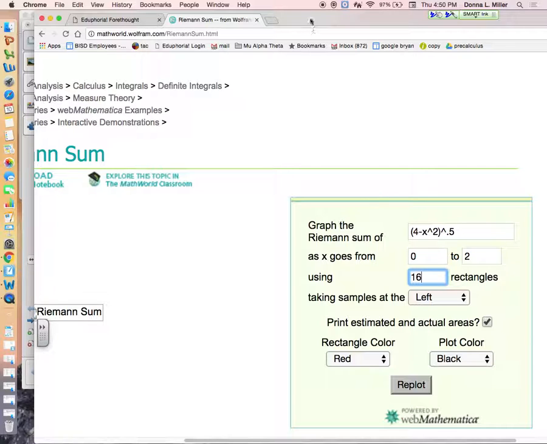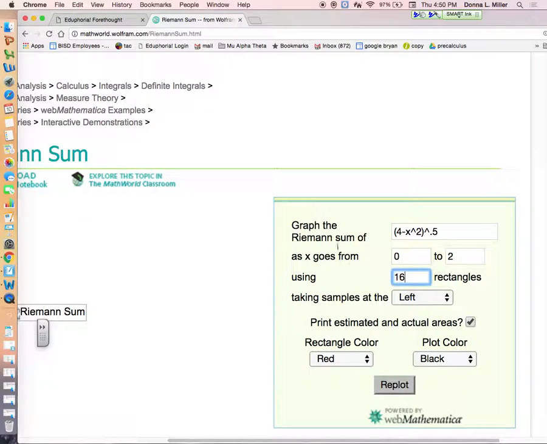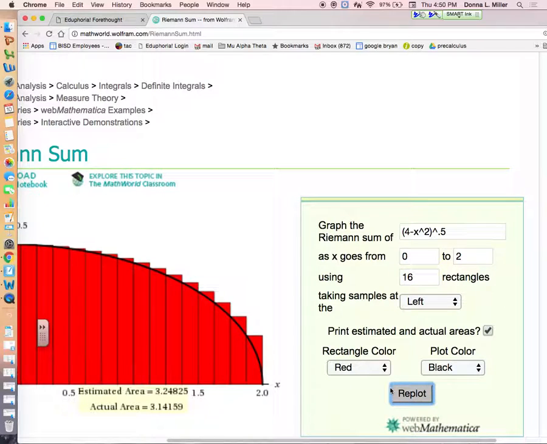Uh-oh. What happened there? Not sure. Let's do 16. There it is. All right. Much better. You can write these down in your notes. It's 3.2825. You see that it's getting closer and closer to the actual area, but it's still over.